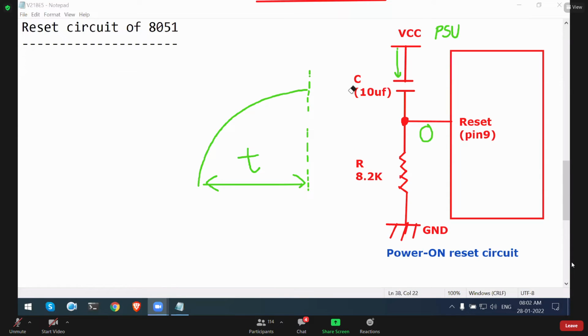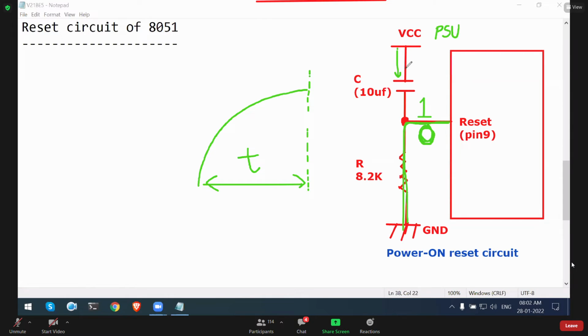Okay, so this is what is called a power on reset. So what happened now when the capacitor blocked the DC, this resistor will pull down this reset pin to 0. It will pull down the reset pin to 0 when the capacitor blocked the DC. So whenever the reset pin becomes 0, the microcontroller will not reset. Whenever reset pin is 1, microcontroller will reset.